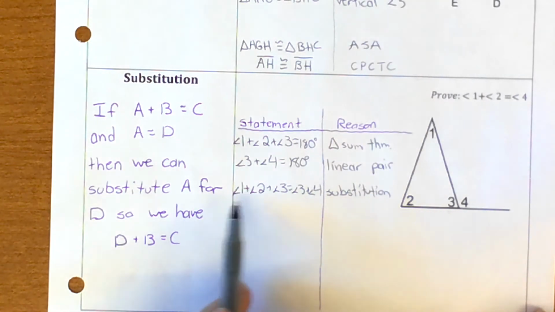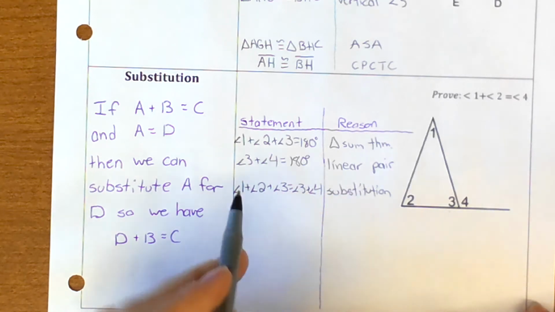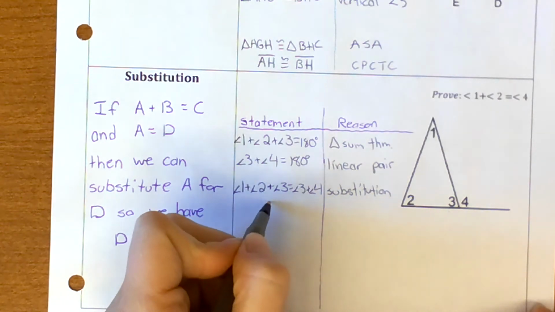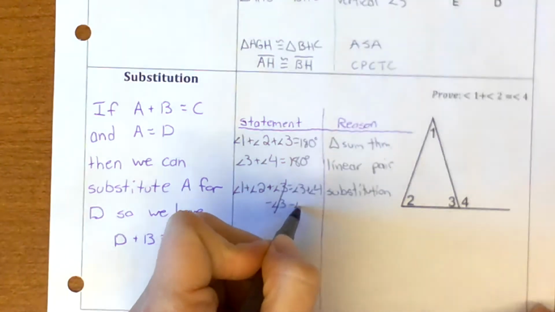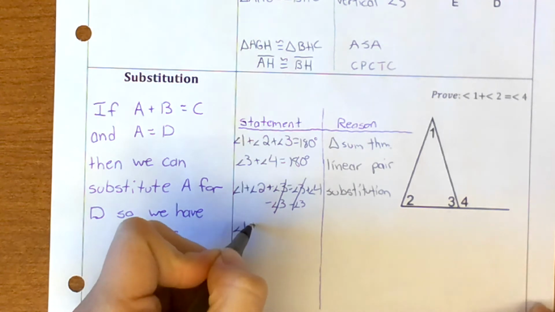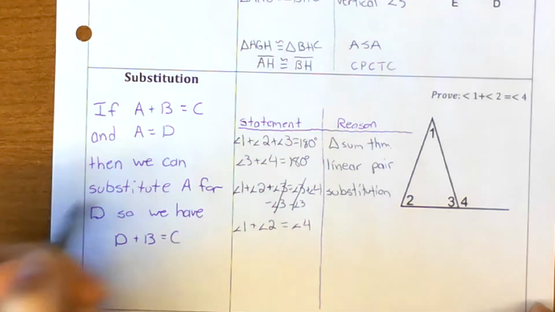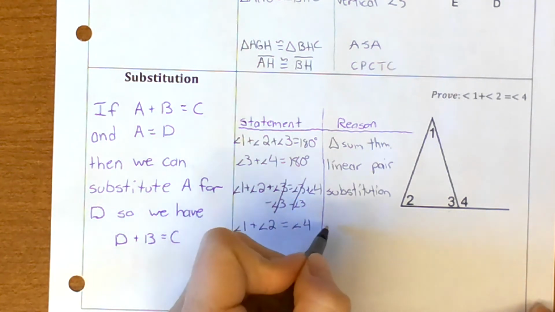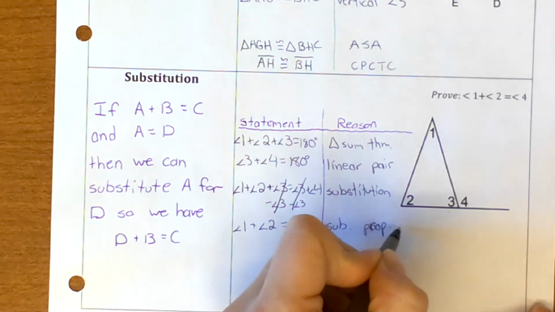Okay, next if you notice this, when you look at it, it looks a little bit weird because there's angle 3 on both sides. So let's get rid of one of those. I'm going to do this more algebraically. I'm going to use inverse operations to get rid of that. What you do to one side, you got to do to the other. So if we notice, these both cancel out. So that leaves us with angle 1 plus angle 2 equals angle 4. And the reason is my inverse operation, subtraction. That's called the subtraction property of equality.